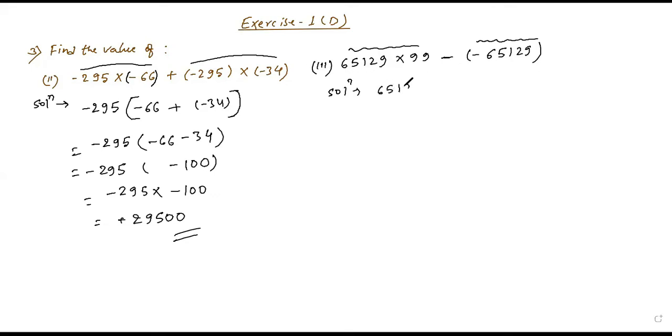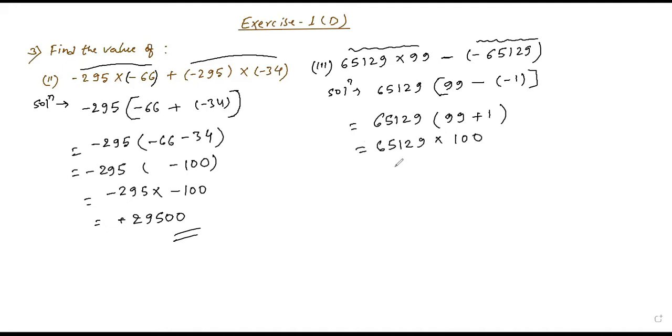65129 is common. Minus times plus, all of them is minus 1. Now what is left here? 99, and minus is there, and again minus 1. Now one is minus and one is plus. So in the next step, I'm going to do plus. 65129 and here 99. Minus became plus 1. So 65129 into 100.